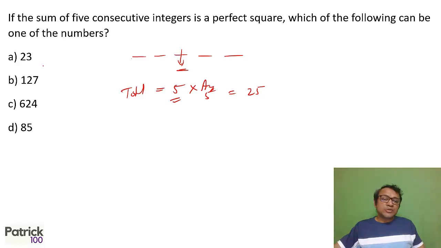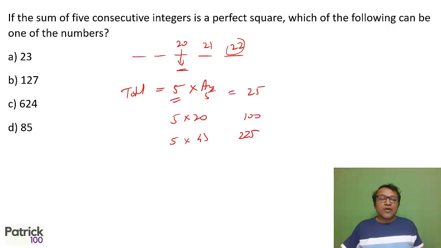But there are no numbers in the options which are around 5. Then let's look at 10 squared, 100. 100 is 5 into 20. But if 20 is the average, 21 and 22 are the maximum possible; 23 is not possible. Next look at 15 squared, which is 225. 225 is 5 into 45. No numbers around 45. Next look at 20 squared, 400. That is 5 into 80. If it's 80, the maximum will be 81 and 82, not 85.